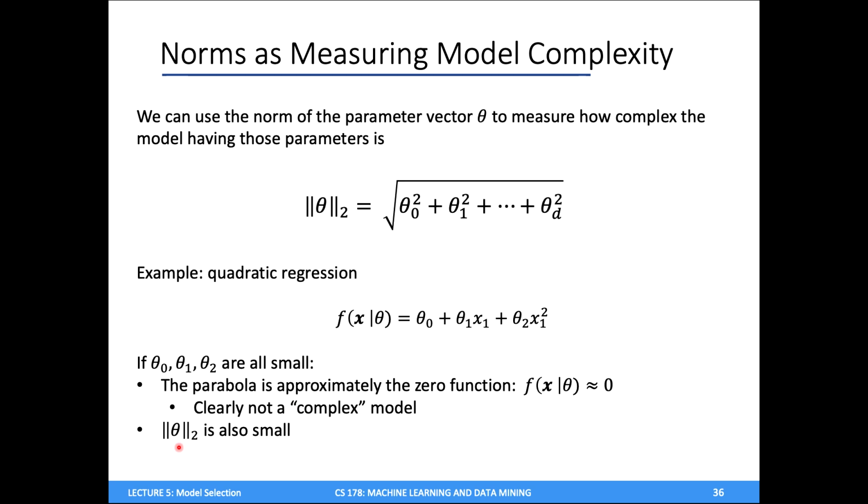And in this case, the 2 norm of this vector theta is also small because we're summing up a bunch of small numbers in this formula. So again, my point here is that you can use norms to quantify or measure how complex a particular model is with a particular parameter vector theta.